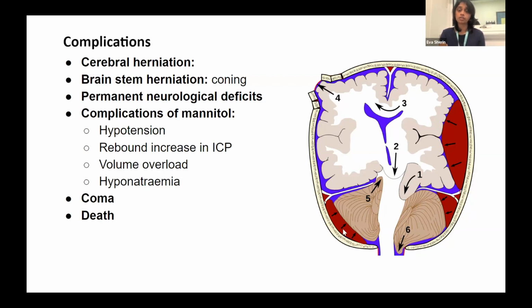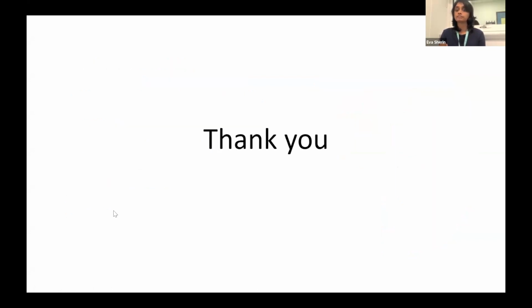And yeah, these kinds of herniations can also occur, especially when there's a bleed within the closed cavity. Focal neurological deficits, the nerves do die at some point when they don't get enough blood supply. Parts of the brain can also go into an infarct, hence focal neurological deficits. And complications from giving too much mannitol: you've got hypertension, a rebound increase in intracranial pressure once you stop the mannitol, volume overload, hyponatremia. Obviously anything with neurology, coma and death. And that's about it. Thank you.